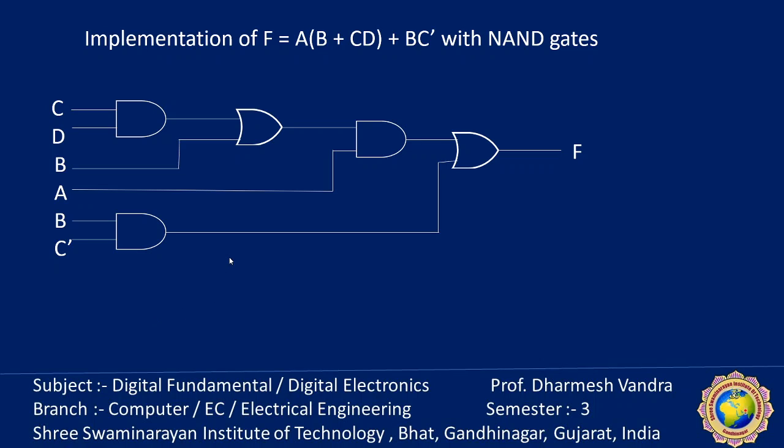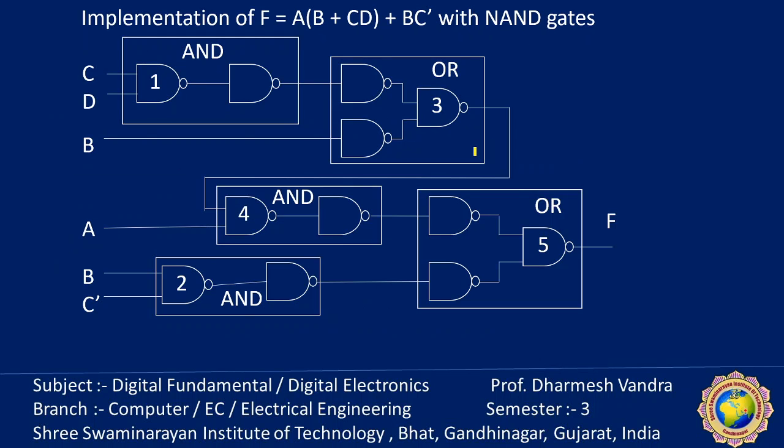So here we have to convert this into the form of NAND gates. First, this AND gate is converted into a NAND gate. So a NAND followed by a NAND gate followed by an inverter means a second NAND gate. This OR gate requires three NAND gates. So the block diagram looks like this.